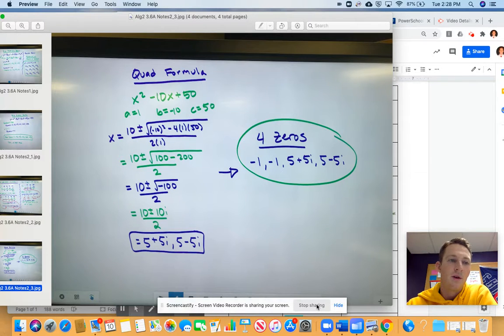So we are just doing problems 1 through 5 on the 3.6 homework today. We'll do 6 through 10 tomorrow.